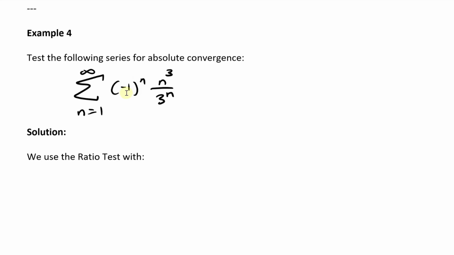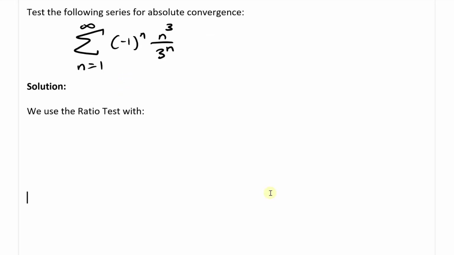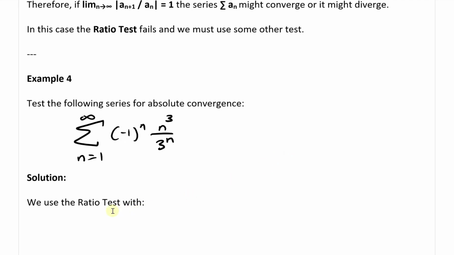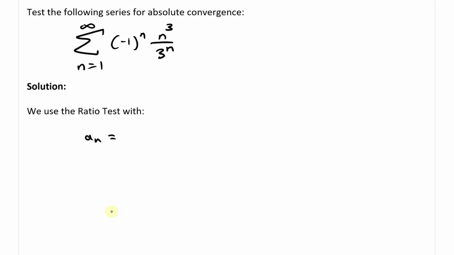That's going to be positive 1. So it goes from negative 1, positive 1, negative 1, positive 1, etc. Alright, so thus we could use the ratio test right here, and this is with, we're going to let a_n equal to this one, which is just the sequence inside. So negative 1 to the power of n, and then n cubed over 3^n, like that.